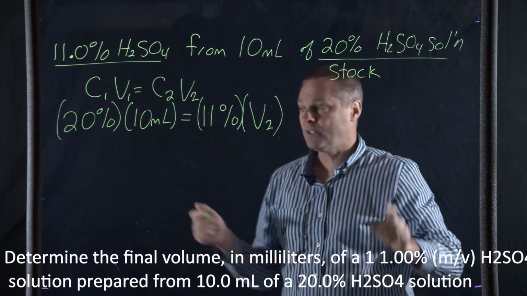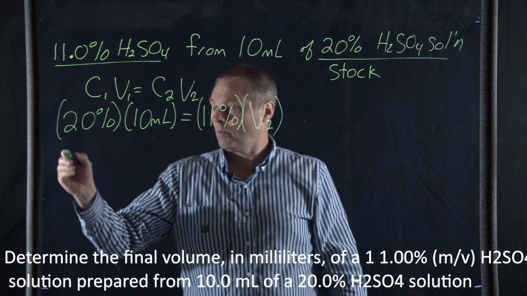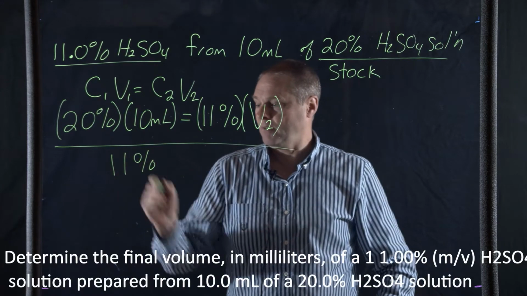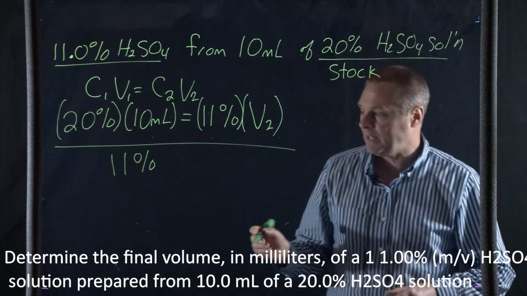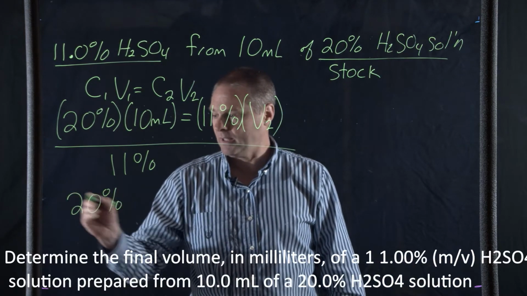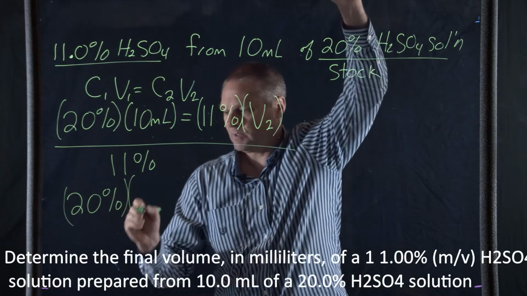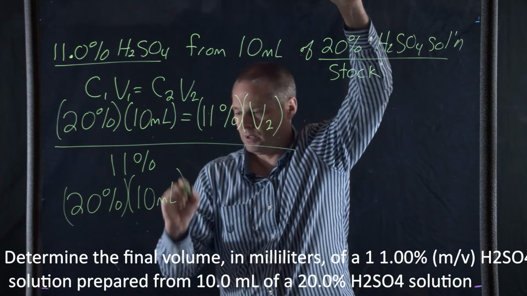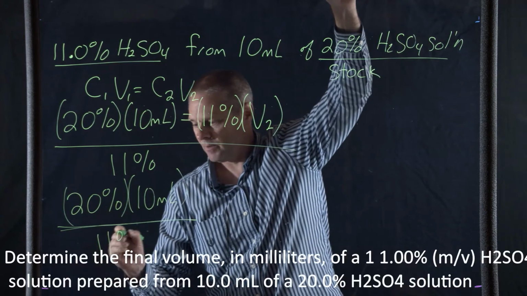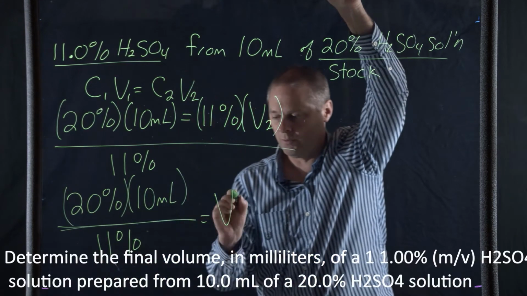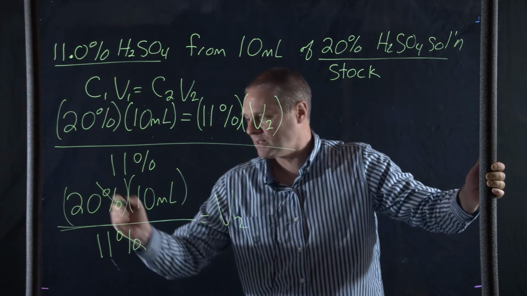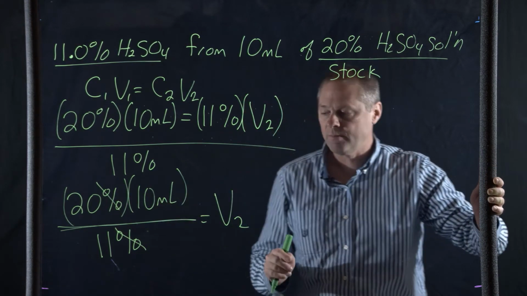In order to solve this equation, we're going to have to divide everything by 11%. And so what we end up getting here is 20% times 10 milliliters divided by our 11% is equal to V2. And what happens with the units now is that the percents cancel and we're left in units of milliliters.